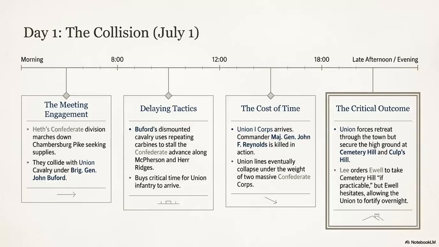Ultimately, Union lines collapse under the weight of two massive Confederate corps. By late afternoon, the critical outcome takes shape. Retreating Union forces secure the high ground at Cemetery Hill and Culp's Hill. General Lee orders Ewell to take Cemetery Hill, if practicable, but Ewell hesitates, allowing the Union to fortify overnight.